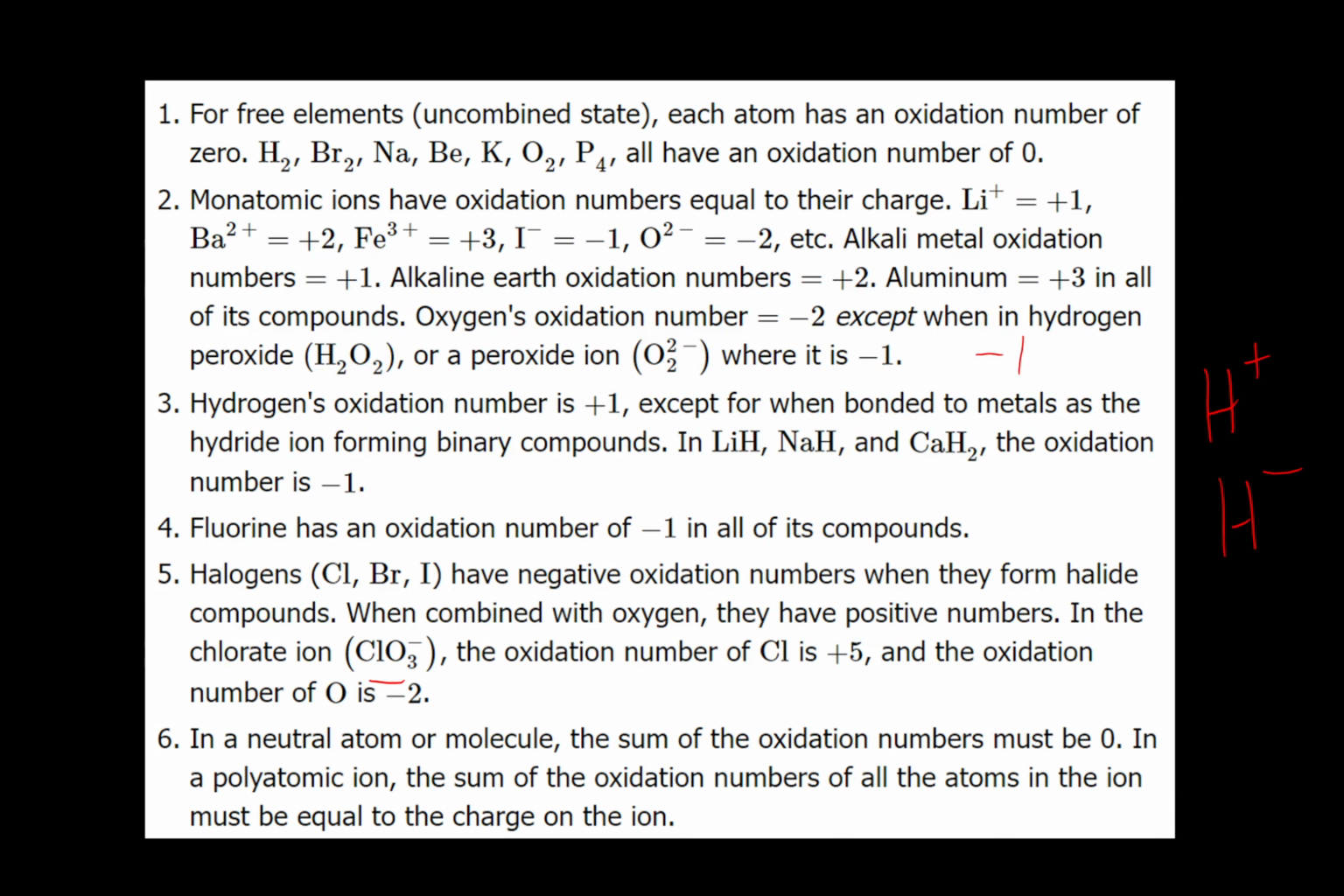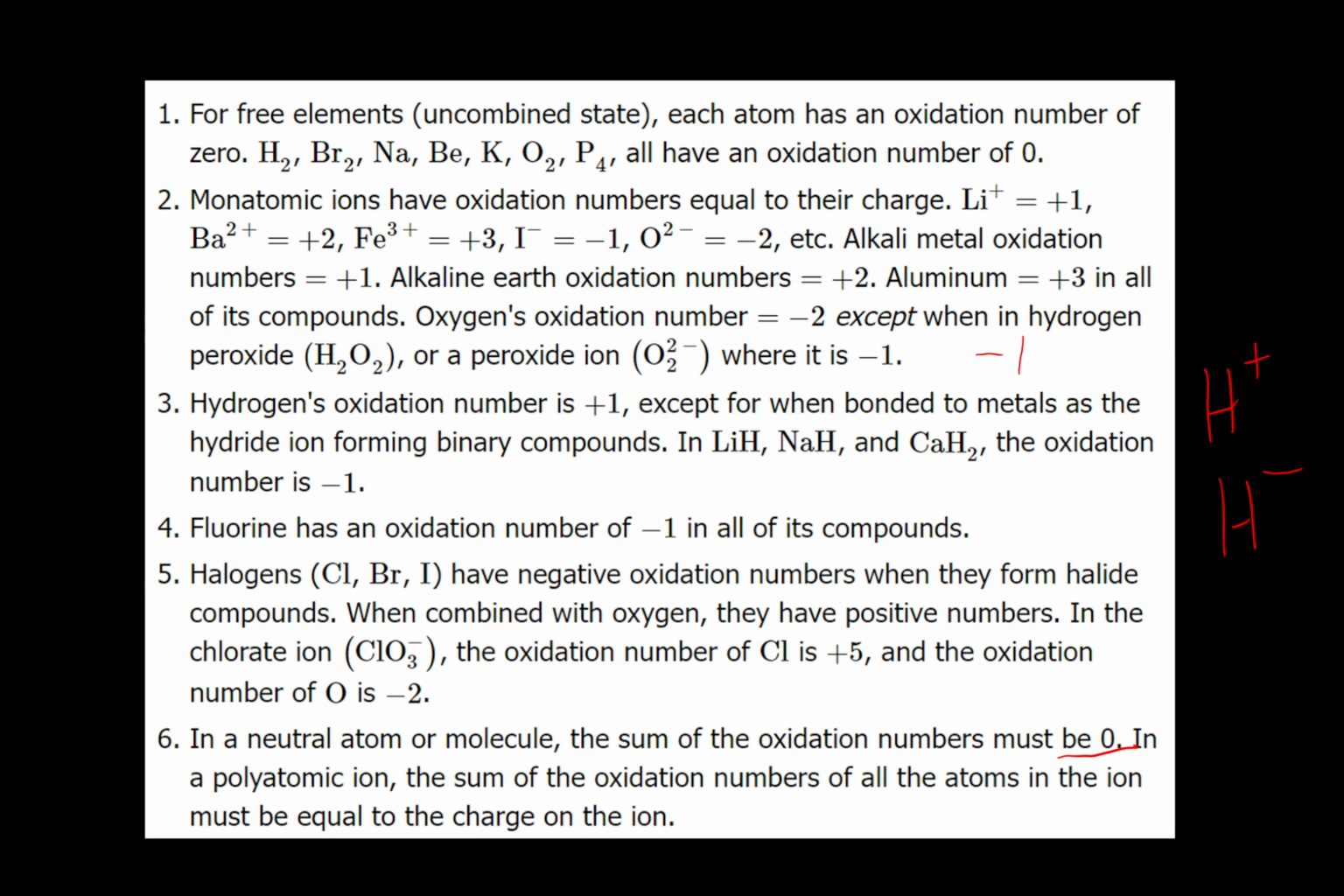It is +5, and the oxidation number of oxygen is -2. So notice that when the halogens bond with a chalcogen like oxygen, they are going to bear positive oxidation states. Then 6: in a neutral atom or molecule, the sum of the oxidation numbers must be 0. In a polyatomic ion, the sum of the oxidation numbers of all the atoms in the ion must equal the charge on the ion.